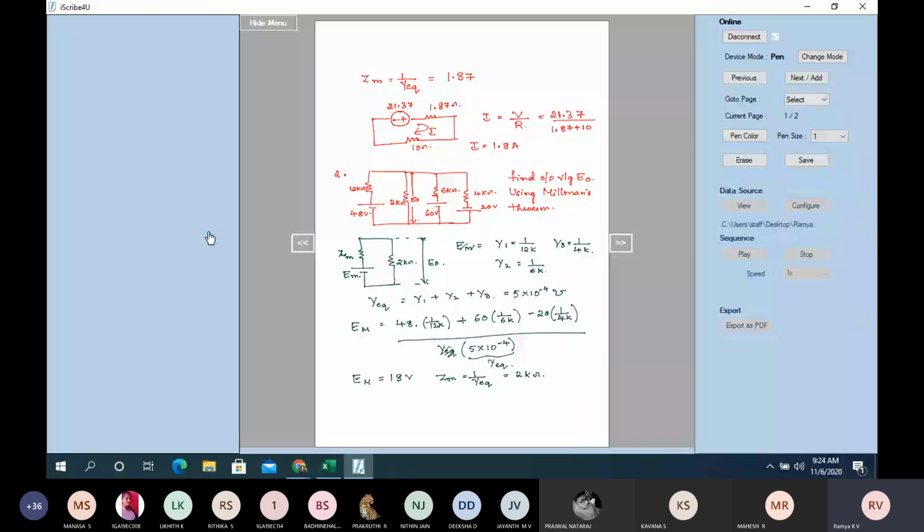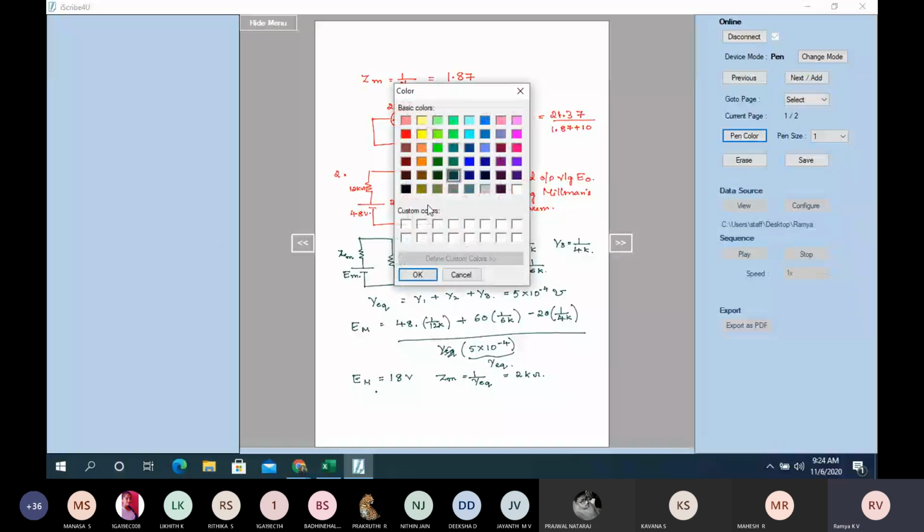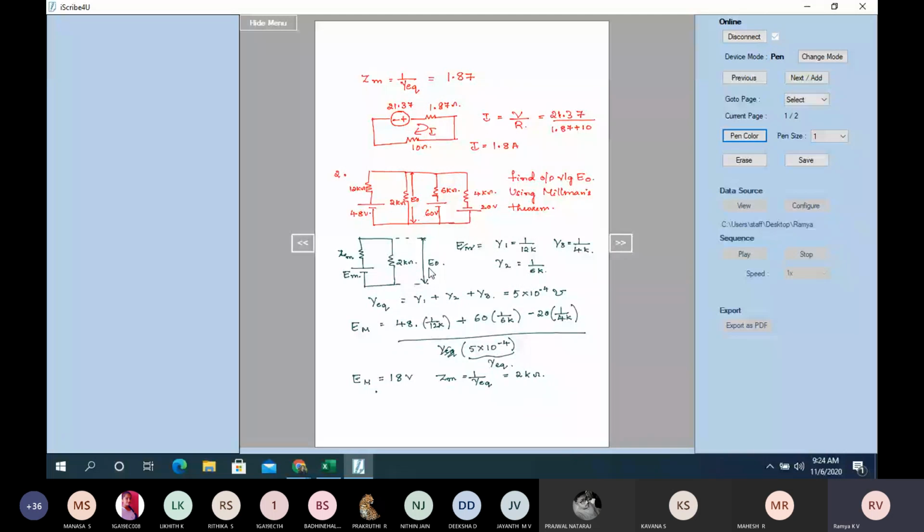Now we will draw the circuit. Final step. Okay. So the final circuit is this. And I need to find the value. 2 kilo ohm, and this is also 2 kilo ohm. And this voltage is 18 volts. But the interest is to find E naught here.